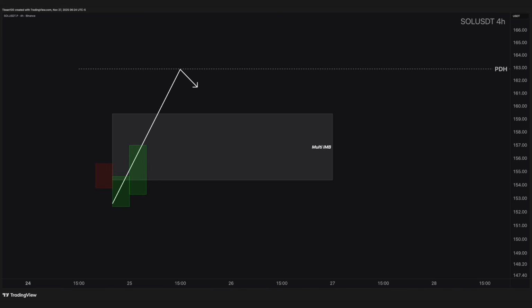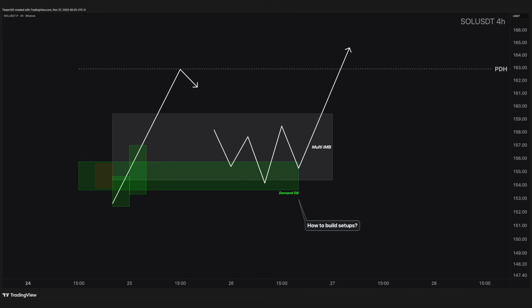But sometimes that alone isn't enough. And that's why we also pay attention to supportive structures like the demand order blocks. This combination gives us a really strong area to build our trading setups. Our most classic entry model is opening a lower time frame and watching for some kind of structure shift.